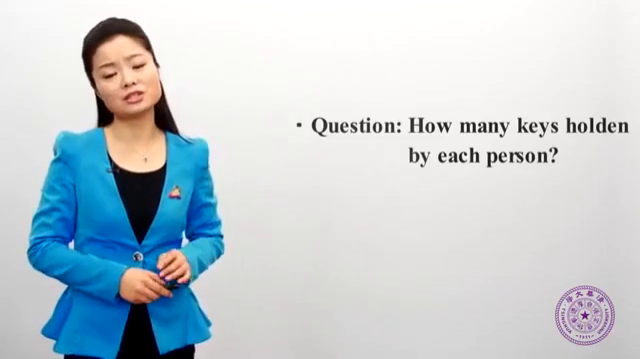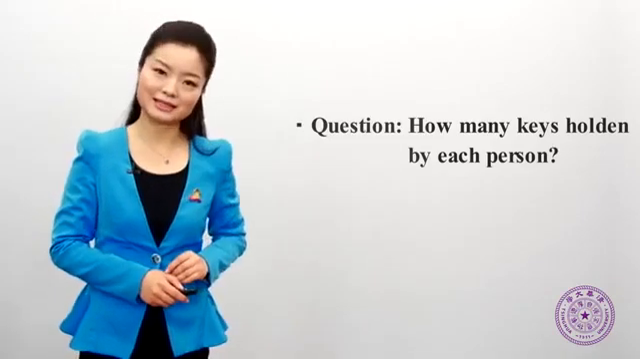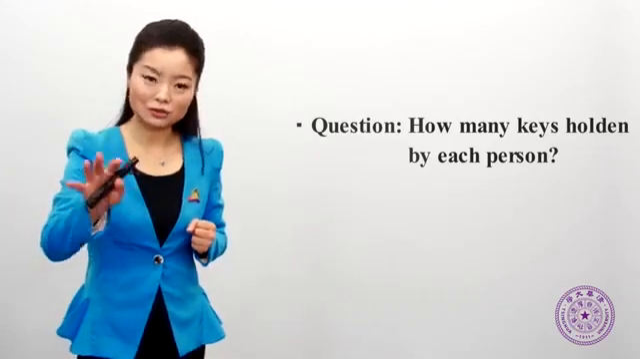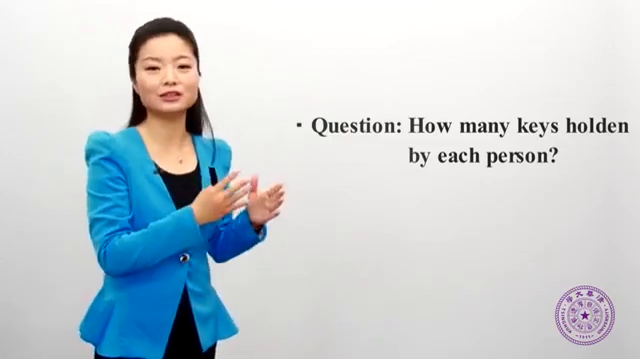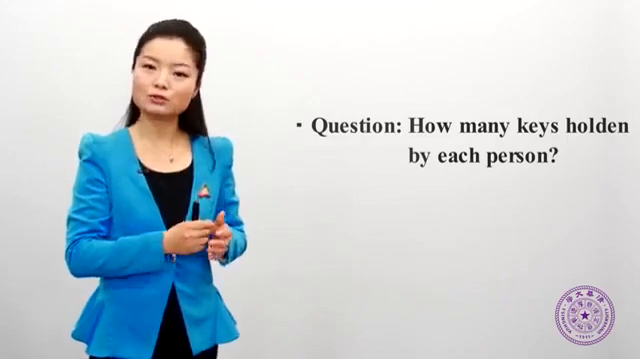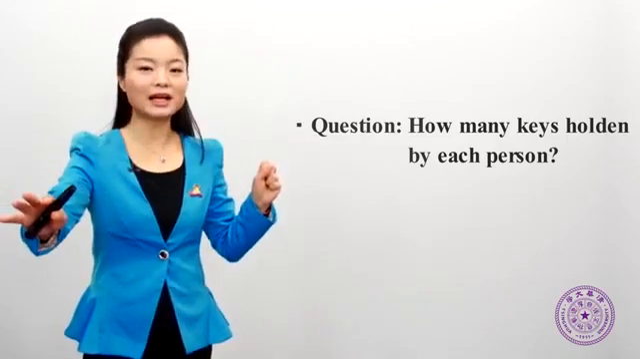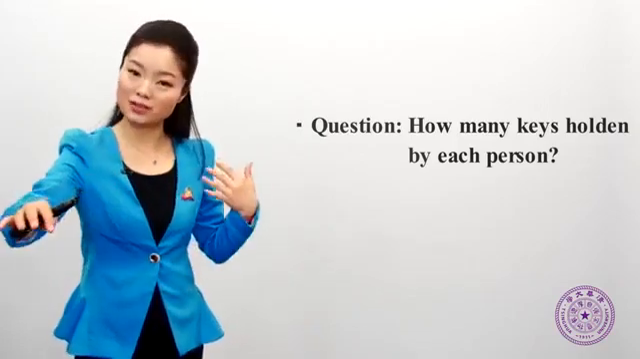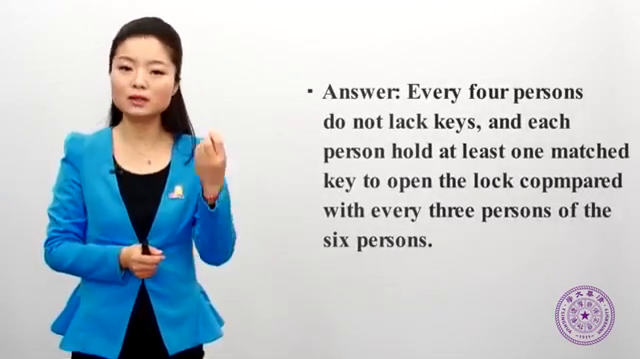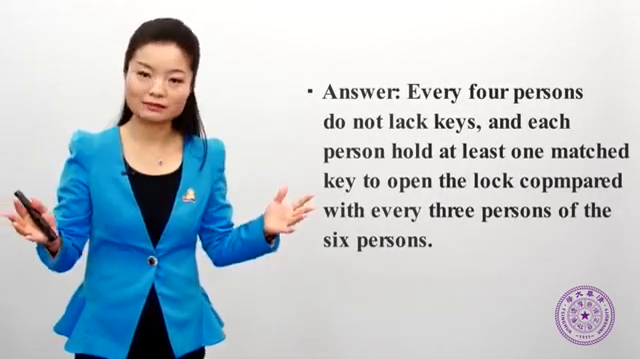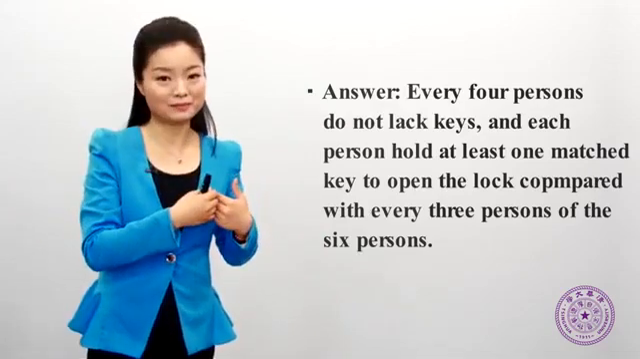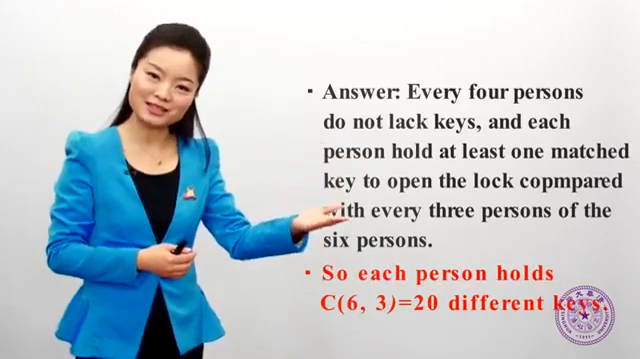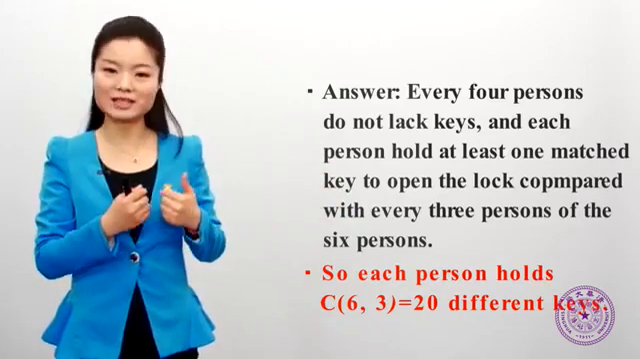This time, we think that anyone is responsible for any other 3 persons who would lack keys, and the lacking key should be held by me. This means that for every other 3 persons, we should have a key corresponding to them. Where are the people from? It's from the other 6 members except myself. This means that for every 3-combination of 6, one key is held by me. So how many keys should I have? It's actually C(6,3).